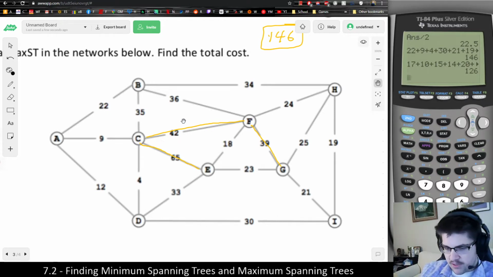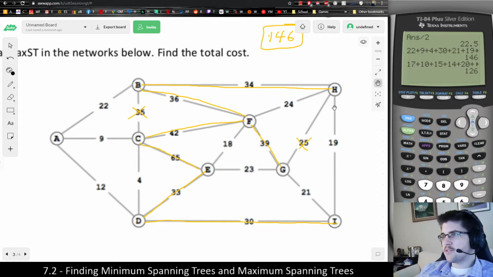the next cheapest edge. 35 is the next, but again, that would be a skip because that would form a circuit between B, C, and F. Next cheapest would be 34. Next cheapest is 33. Then comes 30. Then 25, which would create a circuit between H, B, F, and G.